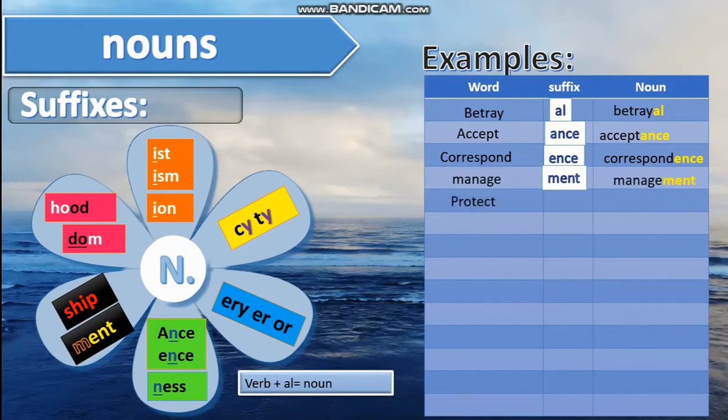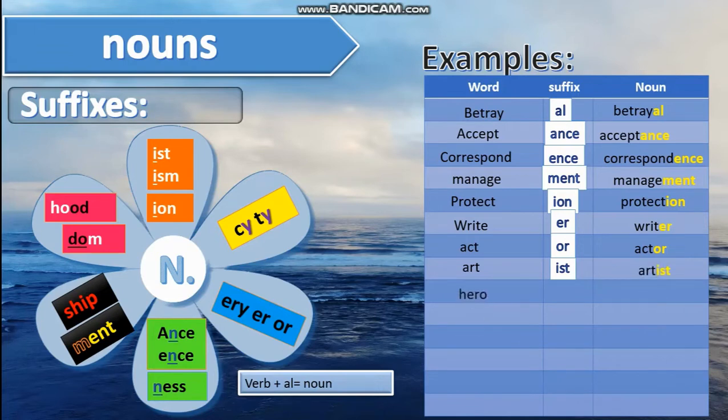Protect, by adding the suffix ion, it becomes a noun, protection. Write, by adding the suffix er, it becomes a noun, writer. Act, by adding the suffix or, it becomes a noun, actor. Art, by adding the suffix ist, it becomes a noun, artist.